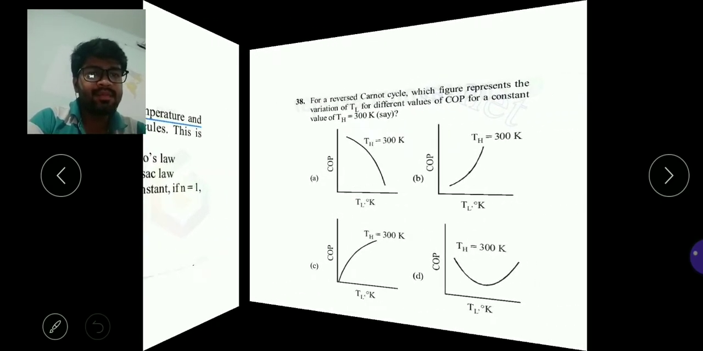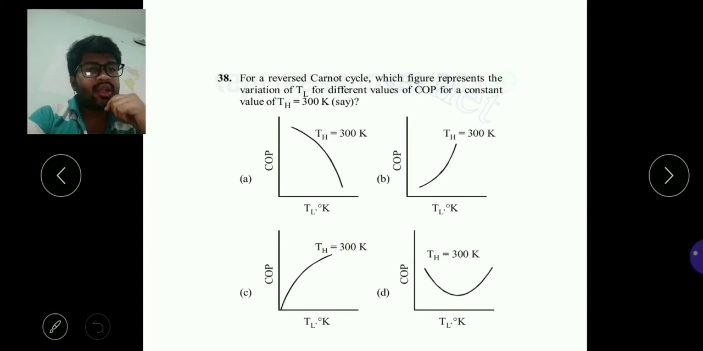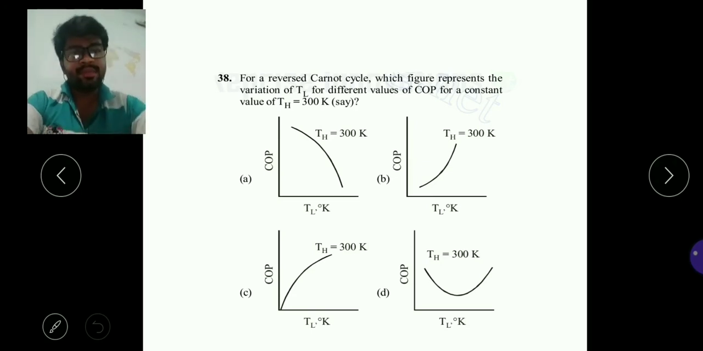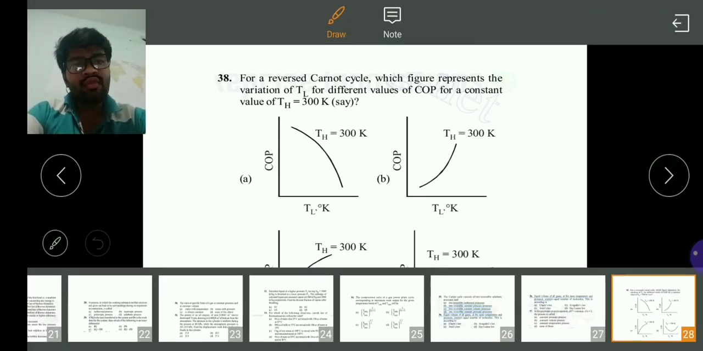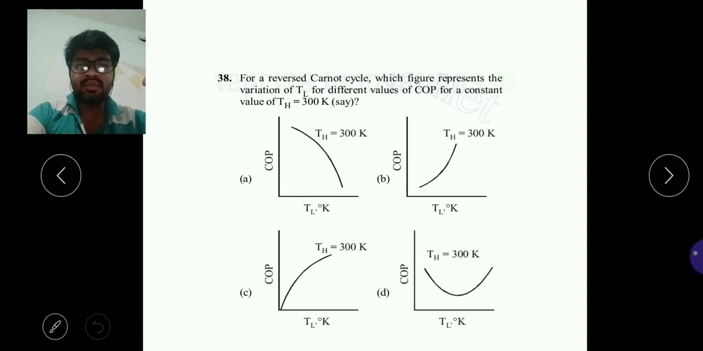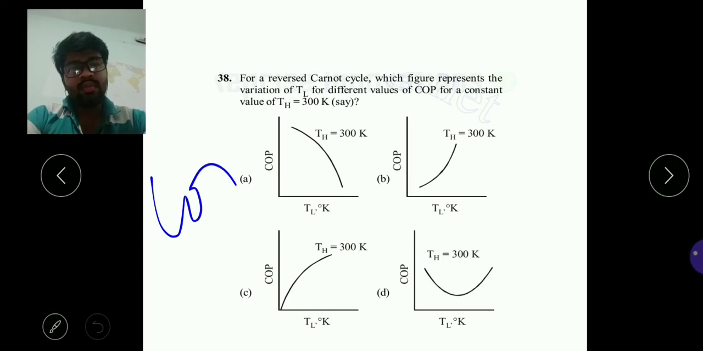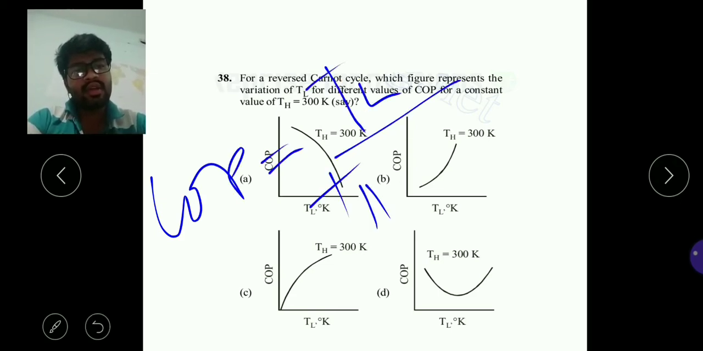Then, for a reversed Carnot cycle, which figure represents the variation of TL for different values of COP at a constant value of TH? So what will be the change in the value of TL, that is, the lower temperature? We know a reverse Carnot cycle acts as a refrigeration cycle, so COP will be TL divided by TH minus TL.